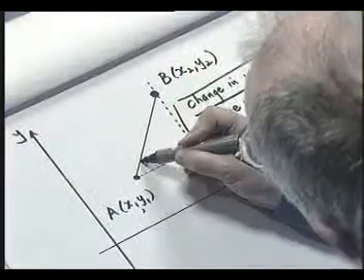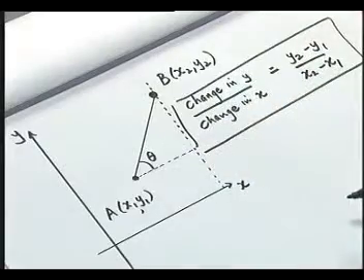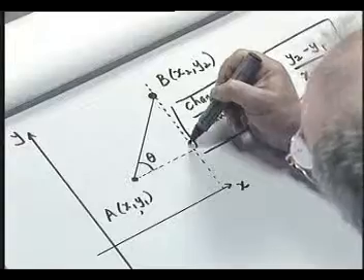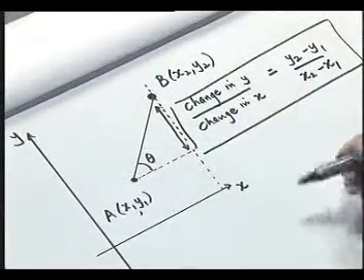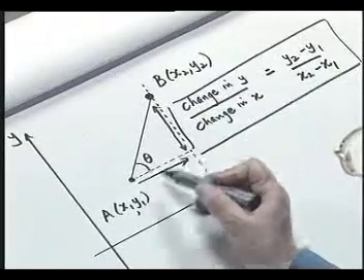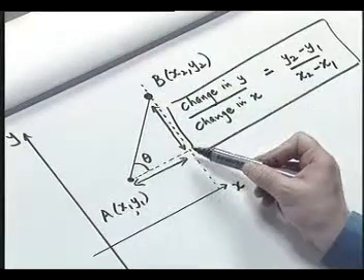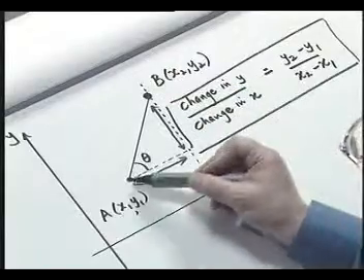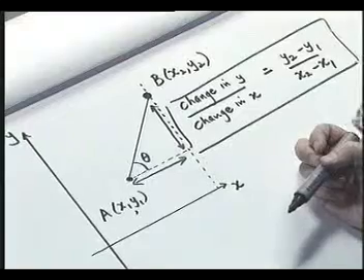We can think of this another way. Suppose we look at this angle in here. Let's call that angle theta. Now the change in y is just this distance here, and the change in x is this distance in here. And if we take the change in y and divide it by the change in x, what we actually get is the ratio of this side of this right-angled triangle to this side. And that's just the tangent of this angle here.